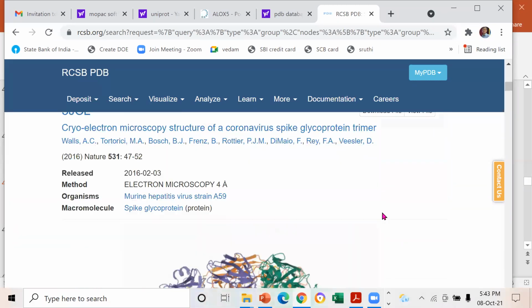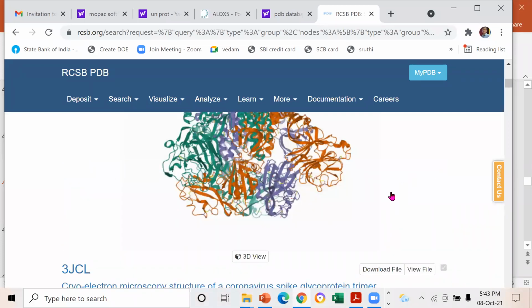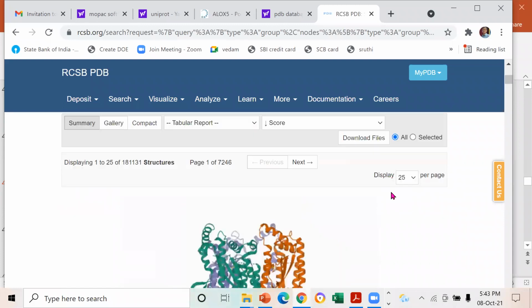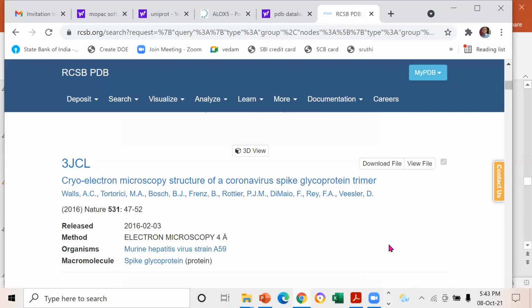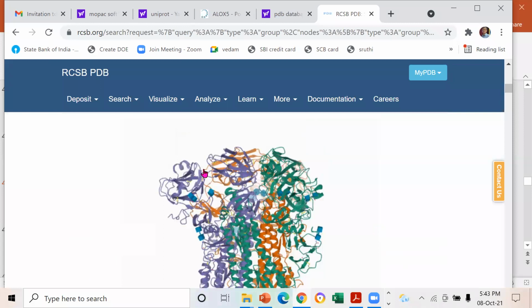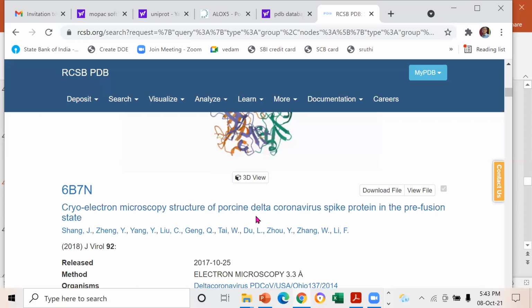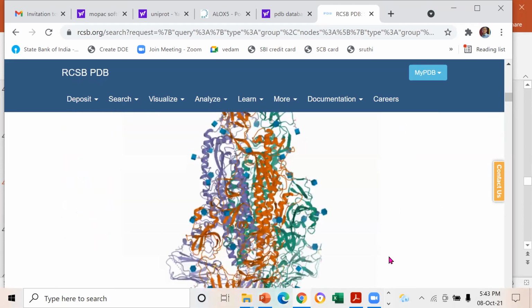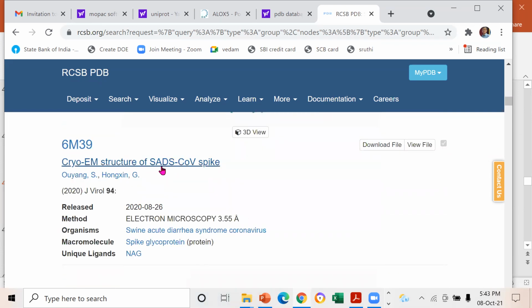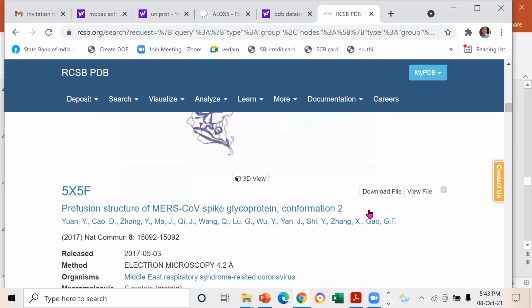Spike protein, coronavirus spike protein. It looks like a cloud, actually, a three-headed cloud. Look at this electron microscopic picture of spike protein. It looks like a cloud with three heads. This is not a human, it is from the bioelectron microscope. Similarly, for SARS-CoV-2 spike, it's like a cloud.